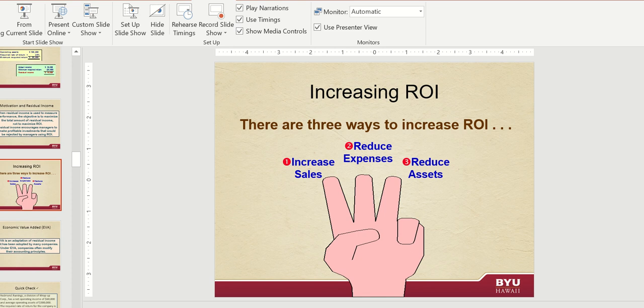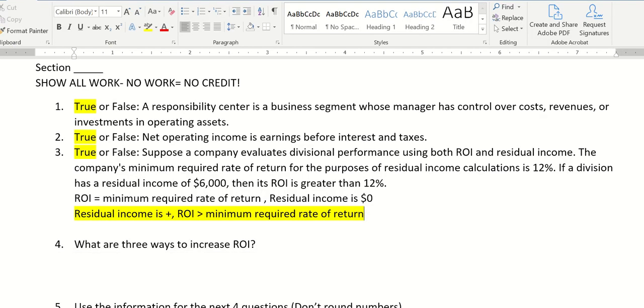We're going to increase sales, reduce expenses, or reduce assets. So any one of these will increase ROI. Because we have our numerator of net operating income on the top of our equation and our denominator of average operating assets, in order to increase a ratio, you would need to increase the numerator or decrease the denominator. So this one increases the numerator, this one increases the numerator, and reducing average operating assets decreases the denominator, and that's how you would increase your ROI or ratio. So that's the way, those 3.